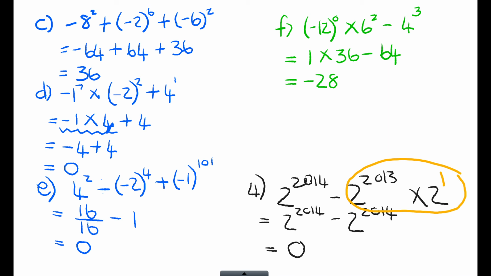In grade 8, you were taught that if base is the same, meaning that 2, what do I do? And we multiply, like here, 2 to the power of 2013 times 2 to the power of 1. Base is the same and we multiply. What do we do with exponents? We add them. So that is why over here I actually have 2013 plus 1. And that is how I get to the 2014. Do you guys understand that?